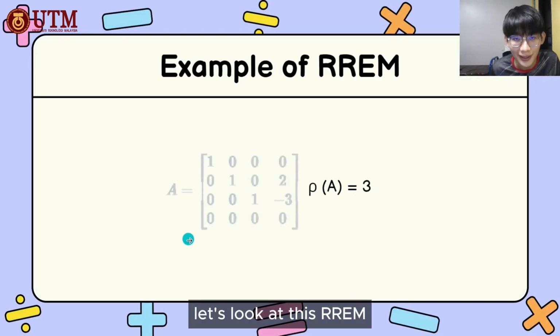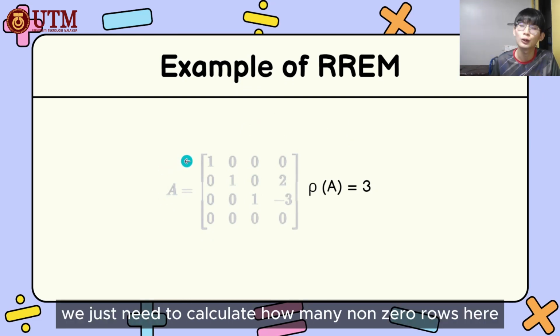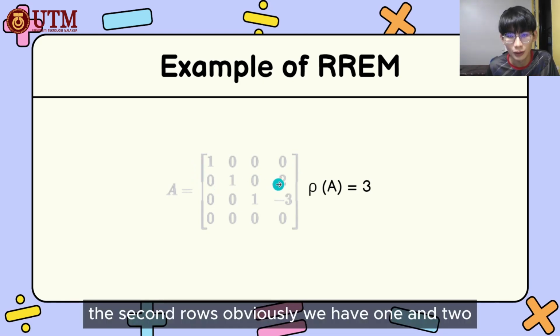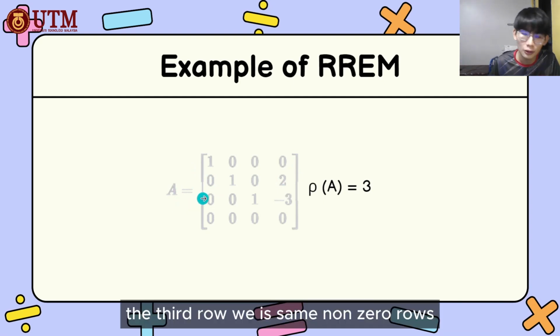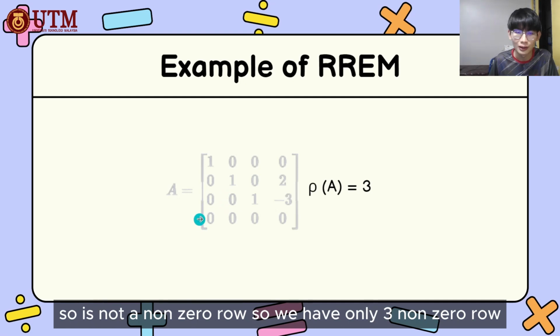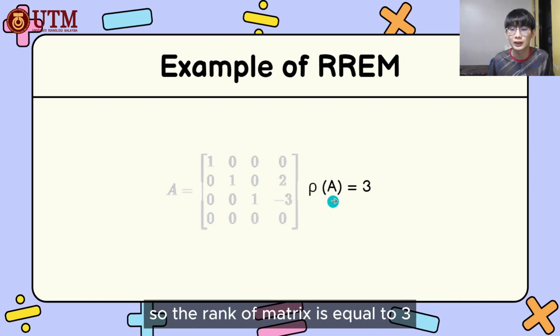Let's look at this RREM. In the same way, we just need to calculate how many non-zero rows there are here. The first row has 1 here, so it's a non-zero row. The second row obviously has 1 and 2, so it's a non-zero row. The third row is the same, a non-zero row. The last row contains all zero elements, so it is not a non-zero row. So we have only 3 non-zero rows, so the rank of the matrix is equal to 3.